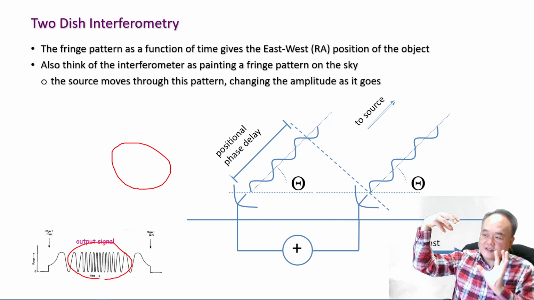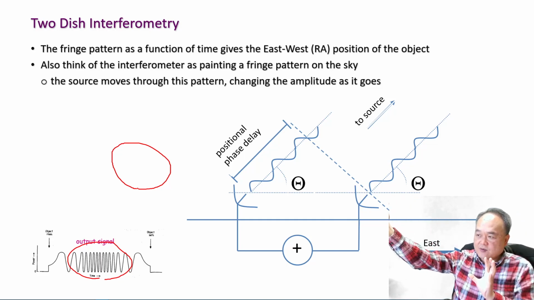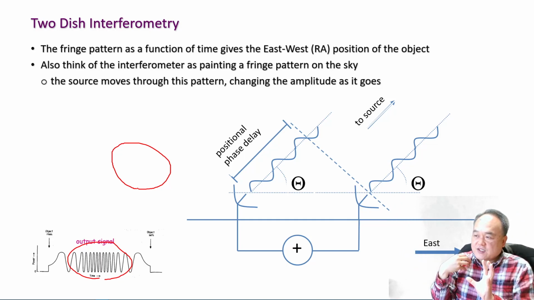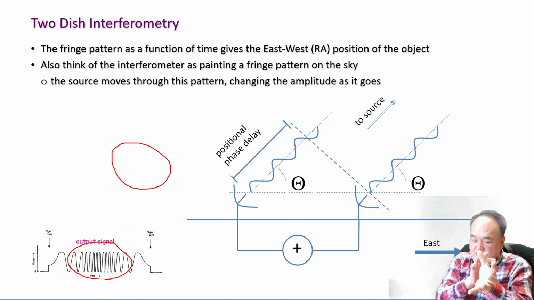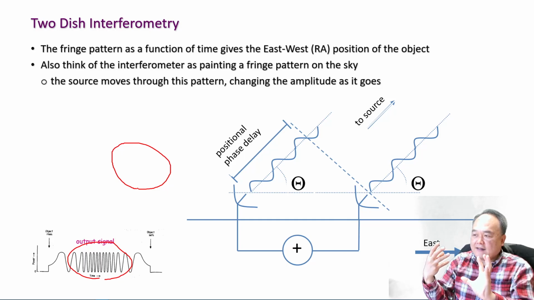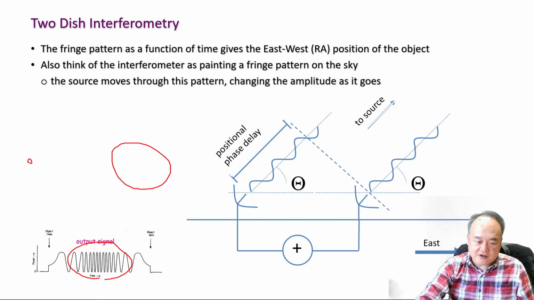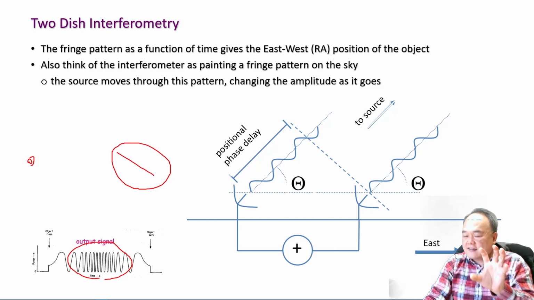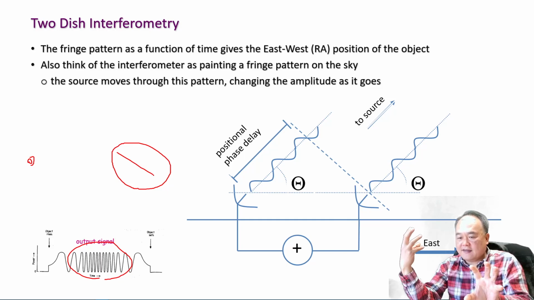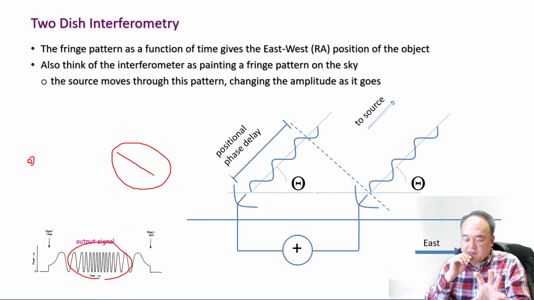Okay, so when a single dish is seeing the object, through the focusing mechanism it is producing the diffraction pattern. This is called the Airy pattern, right? For the given aperture size, and this is limited by, as aforementioned, the diffraction limit, right?